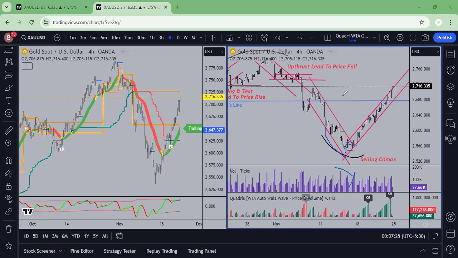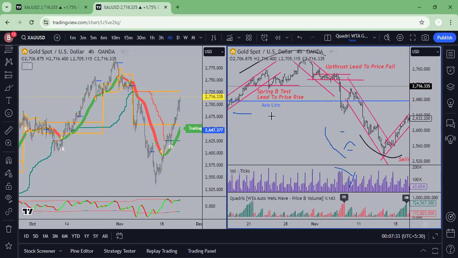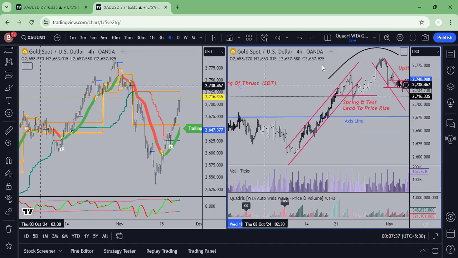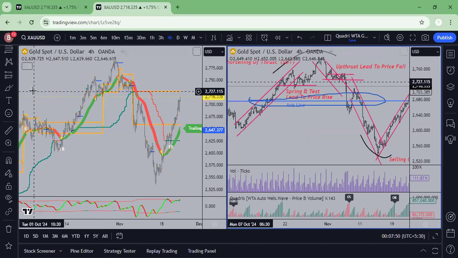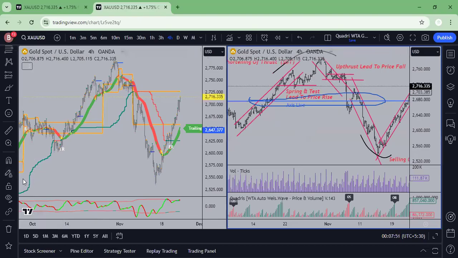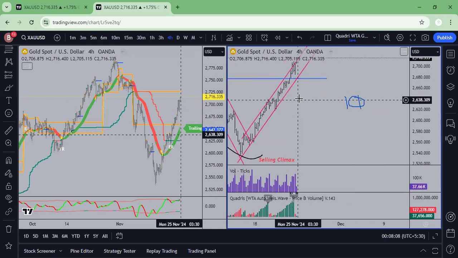And as you can see, this is the blue line, which I normally refer to as axis line. Axis line is something wherein price revolves and rotates around it. So this is the price band wherein price normally revolves and finds it difficult to go through it, or if it has to go through it, it will go with high momentum, and it will revolve around it, and that can be seen. It has pierced through it.